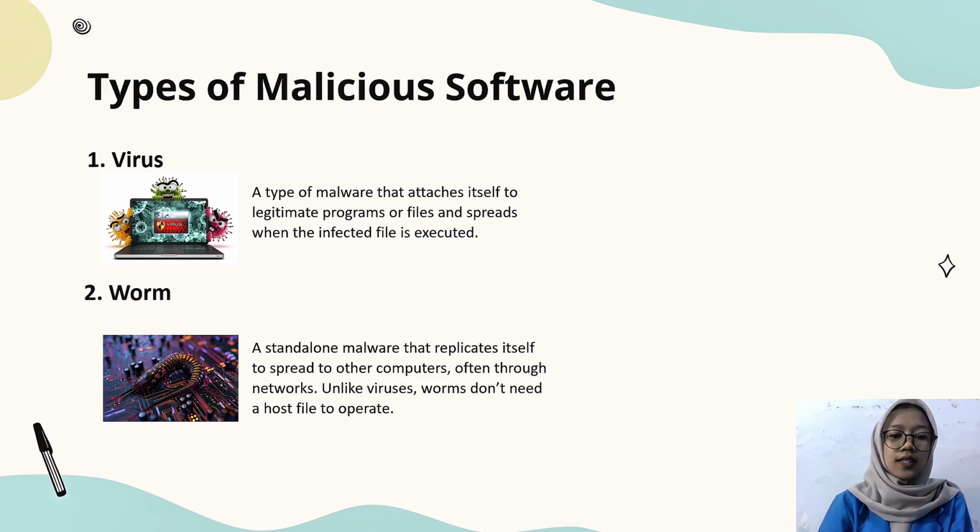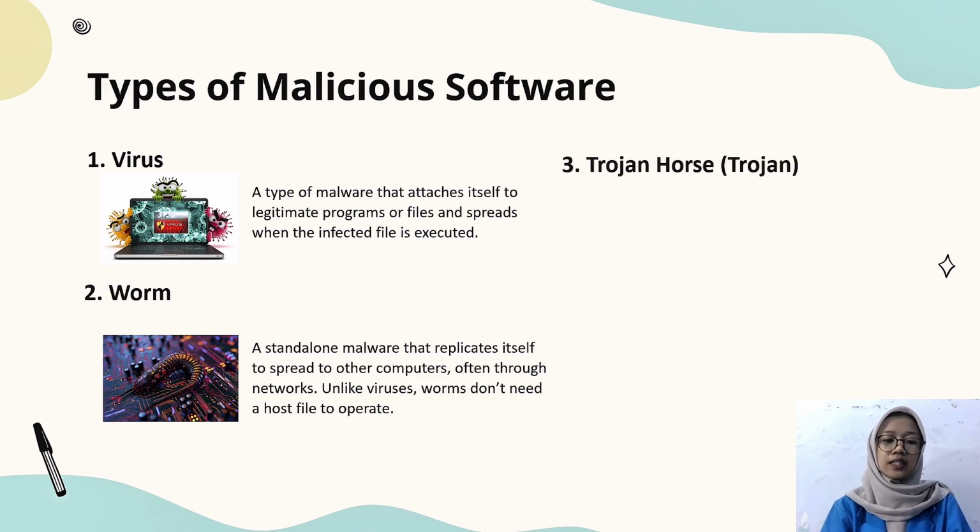A worm is a standalone malware that replicates itself to spread to other computers, often through networks. Unlike viruses, worms don't need a host file to operate. The worm doesn't need a host file, so it can spread by itself.